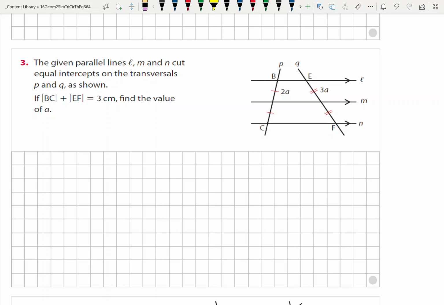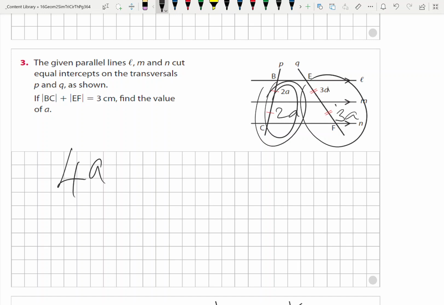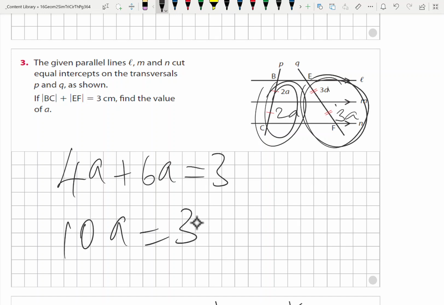Sure, look, these are the same. So this is 2A, and this is 3A. And now this and this equals 3. Well, this is 4A. This is 6A equals 3. 10A equals 3 implies A equals 3 over 10 centimeters. Yep, on we go.